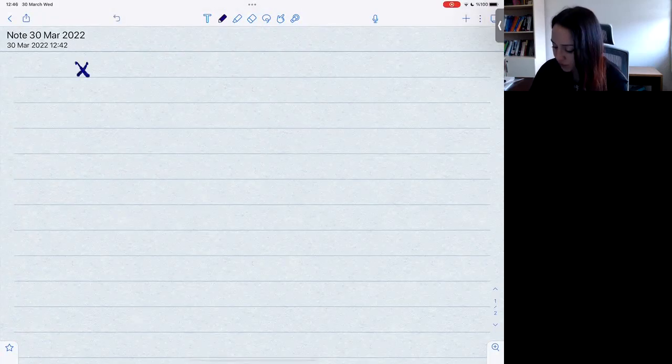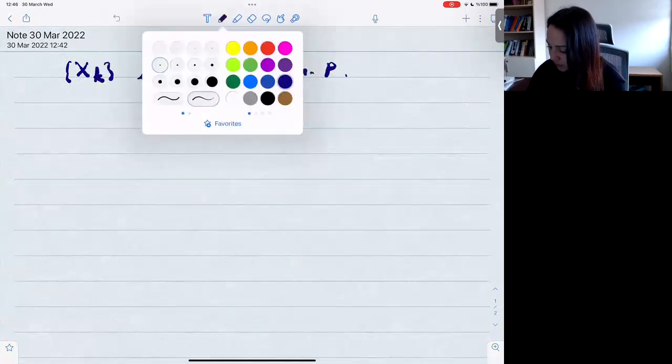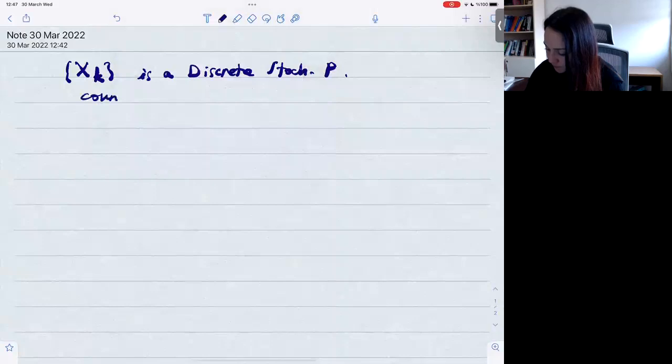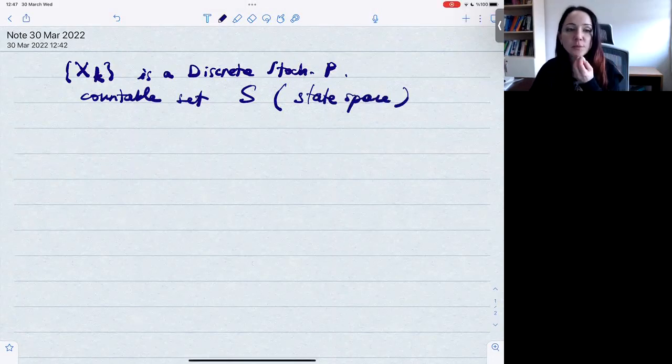Okay, so X sub k is a discrete stochastic process taking values in a countable set, which we call a state space S. Suppose X sub k basically is a process.